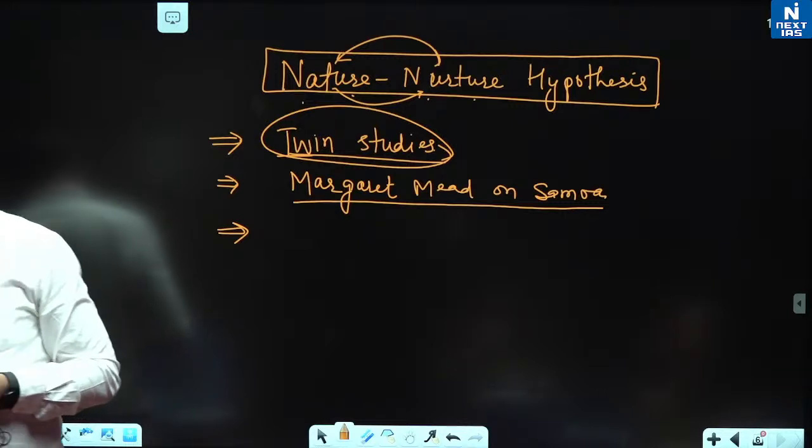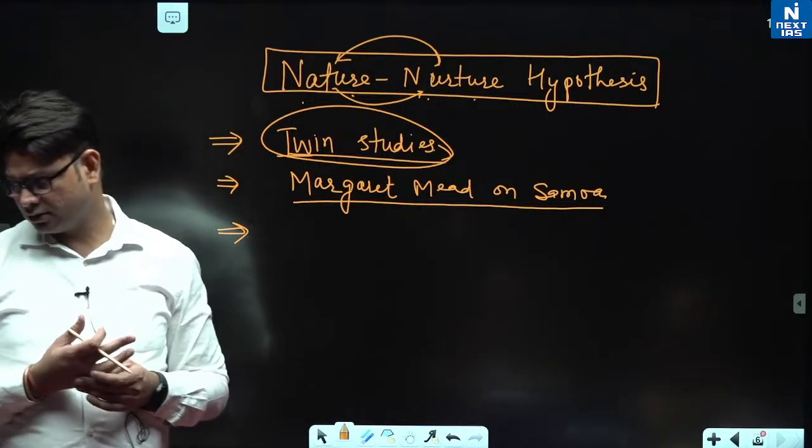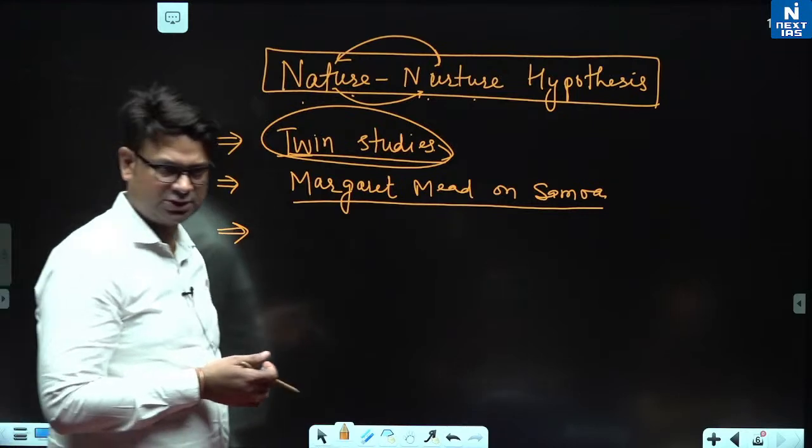Okay, we can expect the question on CRISPR this time. CRISPR नहीं आया अभी तक.